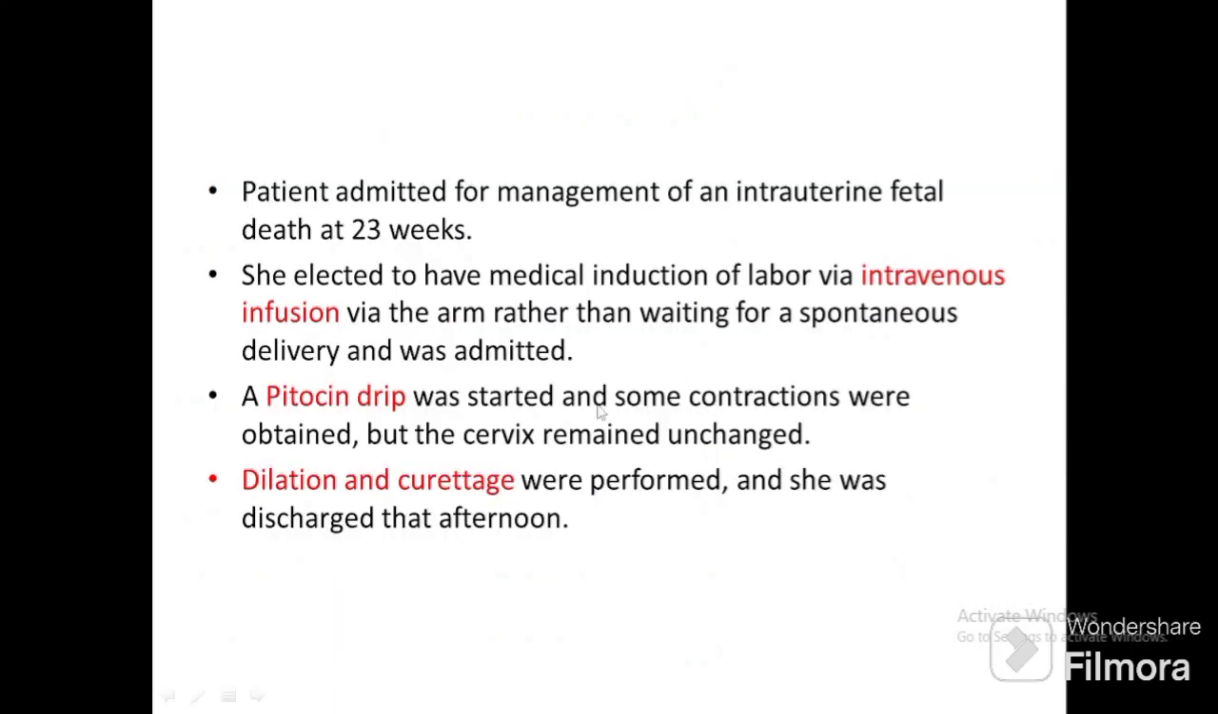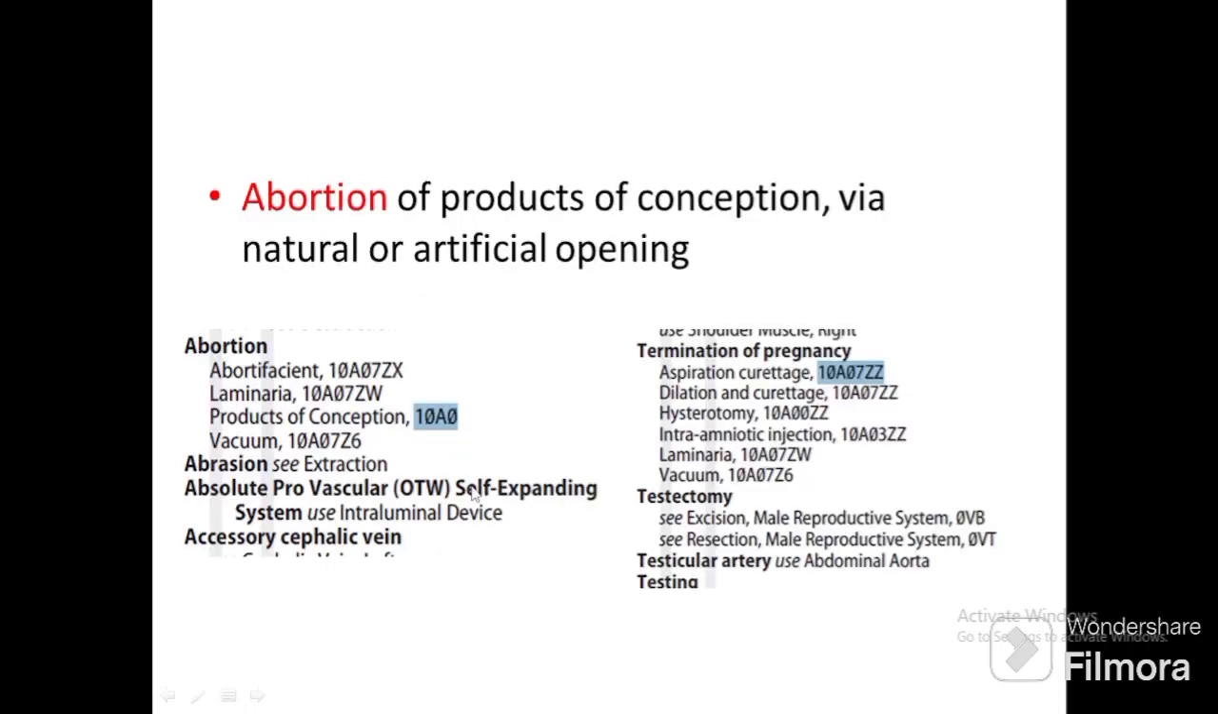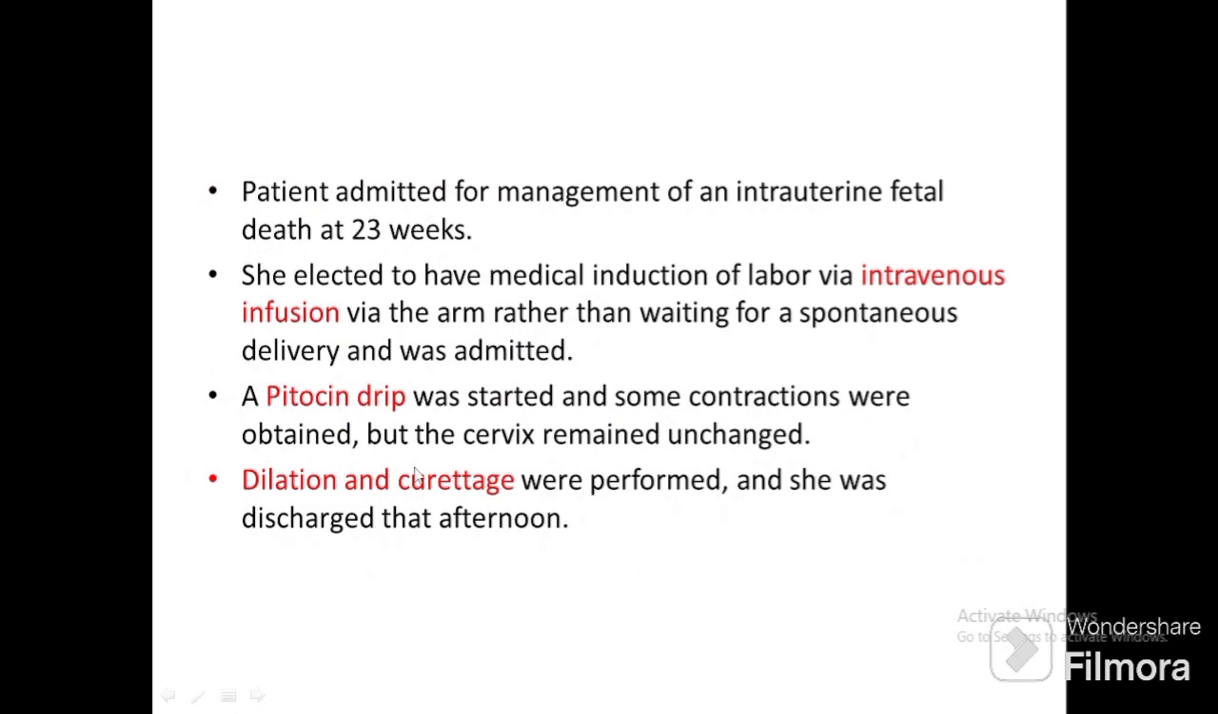So next example, the patient admitted for management of an intrauterine fetal death at 23 weeks. So she elected to have medical induction of labor via intravenous infusion via the arm rather than waiting for a spontaneous delivery and was admitted. Pitocin drip was started and some contractions were obtained, but the cervix remained unchanged. So dilatation and curettage were performed and she was discharged thereafter. So the procedure here is abortion, intrauterine fetal death, followed by dilation and curettage.